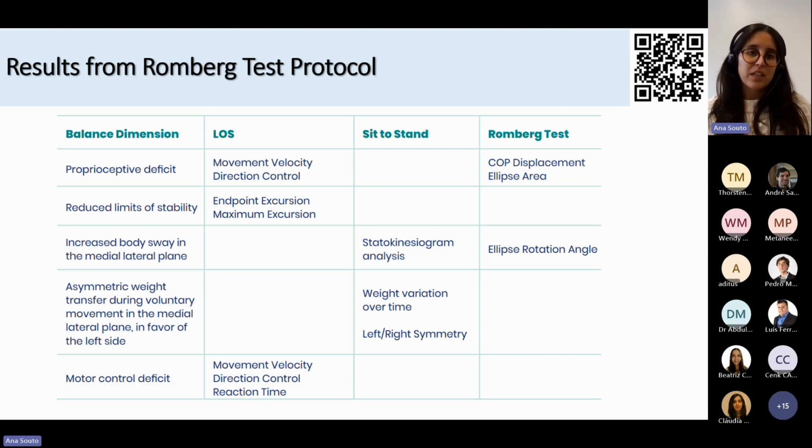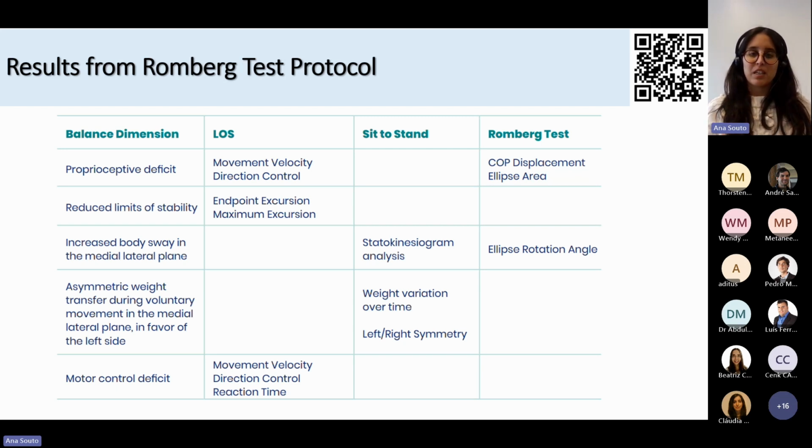And in the Romberg test, we have the COP displacement, the ellipse area, and also, not here, I forgot, the COP velocity. For reduced limits of stability, which we measured, we look at the endpoint excursion and the maximum excursion on the limits of stability. For the increased body sway in the medial lateral plane, we can look at the statokinesiograph analysis from the sit to stand protocol and the ellipse rotational angle from the Romberg test.